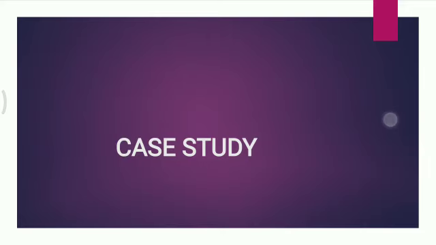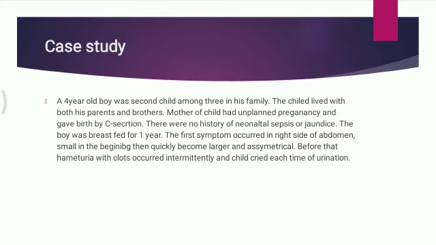Case study. A 4-year-old boy was the second child among 3 in his family. The child lived with both his parents and brothers. Mother of the child had an unplanned pregnancy and gave birth by C-section. There was no history of neonatal sepsis or jaundice. The boy was breastfed for 1 year. The first symptom occurred in the right side of abdomen, small in the beginning, then quickly became larger and asymmetrical. Before that, hematuria with clots occurred intermittently and the child cried each time of urination.